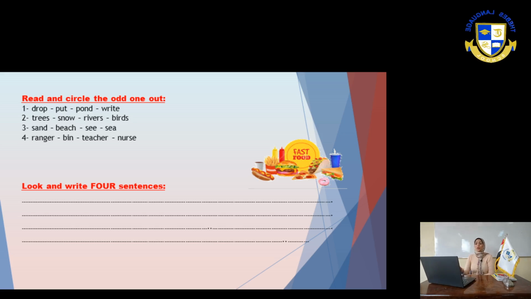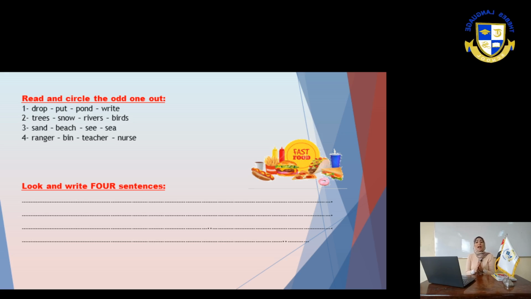Okay, done. For the next question is look and write 4 sentences. Here I ask you to write the sentences, not a paragraph. What's the difference between both of them? Sentences are separate. You write 1, 2, 3, 4 sentences, and that's it. You start with a capital letter and you end with a full stop. You must end with the full stop. Don't forget it.